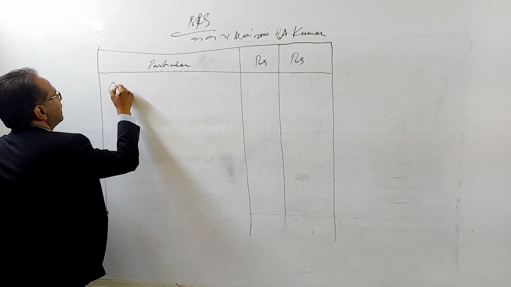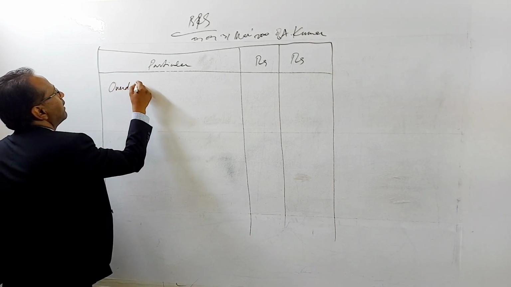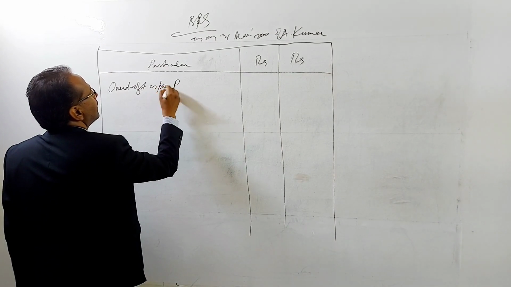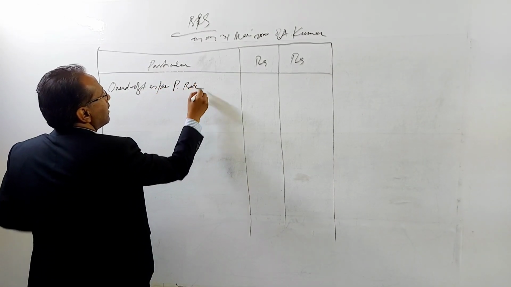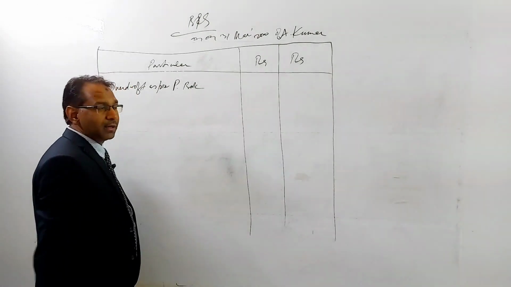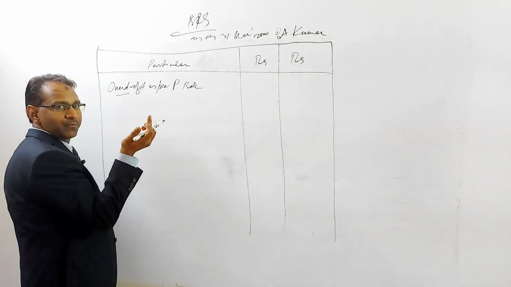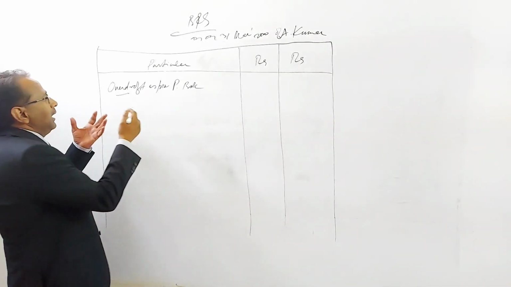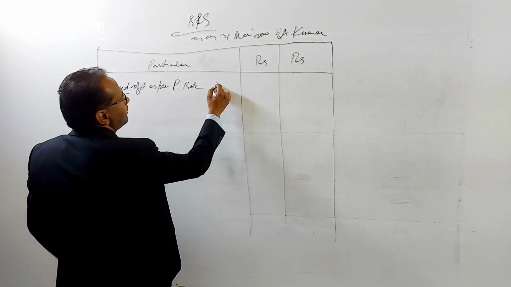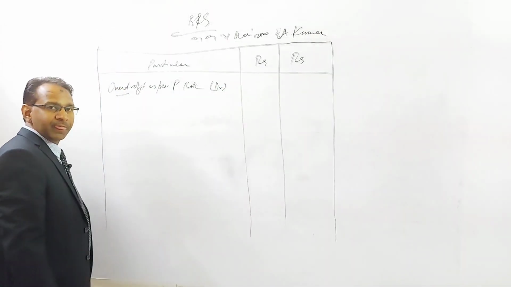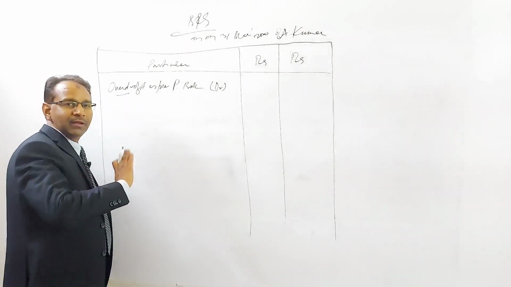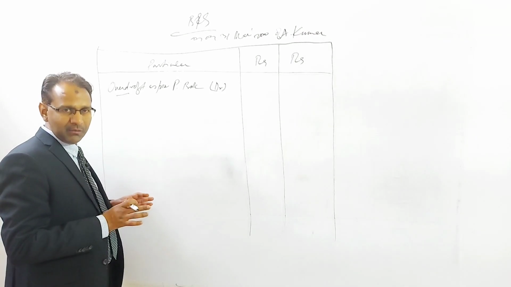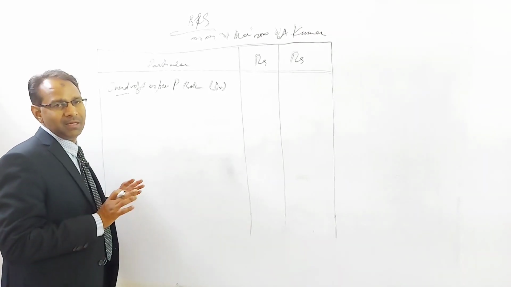Overdraft as per passbook. What does this mean? Overdraft is an unfavorable balance, right? If it is overdraft as per the passbook, this means it is a debit balance as per the passbook. If it is a favorable balance, if nothing is mentioned, if only balance as per the passbook is mentioned, this means credit balance as per the passbook, credit balance as per the bank statement.